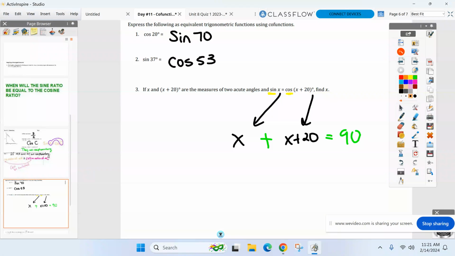So that's where that equation comes from to solve. 2x plus 20 equals 90. What do we got? 2x equals 70. x equals 35. If I actually wanted to know what the angles were, we substitute in. One angle's 35. The other one's got to be 55.